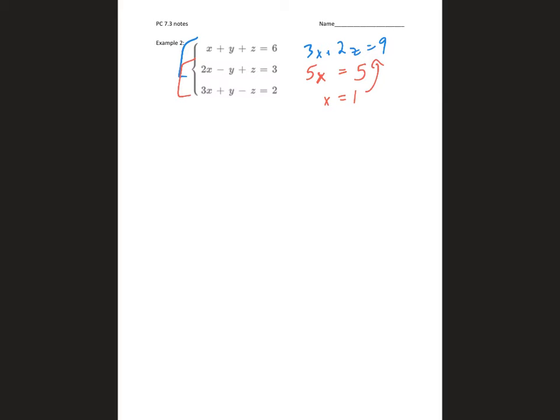We'll plug that into the next one. So 3 times 1 plus 2z equals 9. So 2z equals 6, z equals 3. Pick any one of the first 3 equations to plug x and z into. We'll pick the first one. So 1 plus y plus 3 equals 6. So y must equal 2.